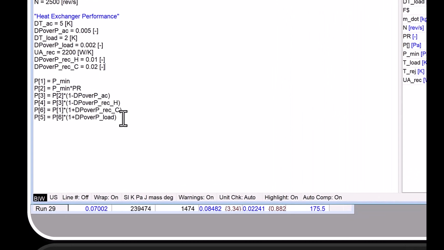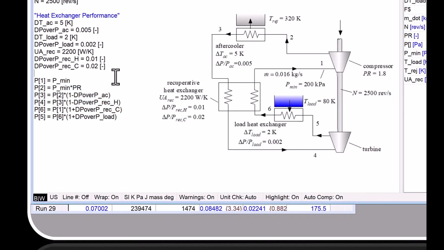Okay, and then finally I went ahead and set all of the pressures in the cycle. Again, the suction pressure is P min. The discharge pressure is the suction pressure times the pressure ratio, and then as I move downstream I just lose a little bit of pressure as I go through the aftercooler and then the hot side of the recuperator, and then on the other side I'm going to lose some pressure as I go through the load and then through the cold side of the recuperator.